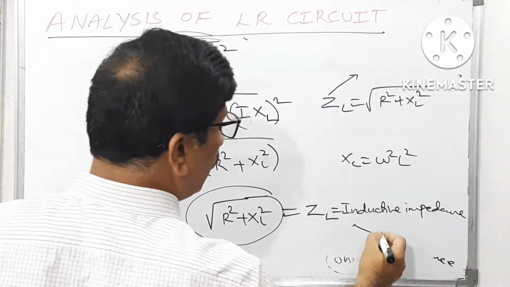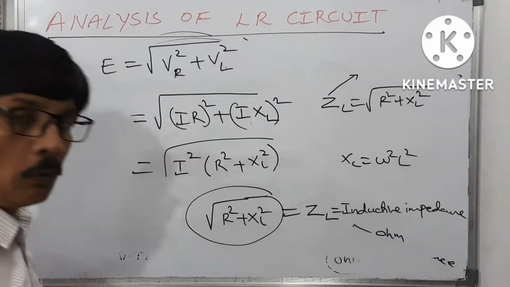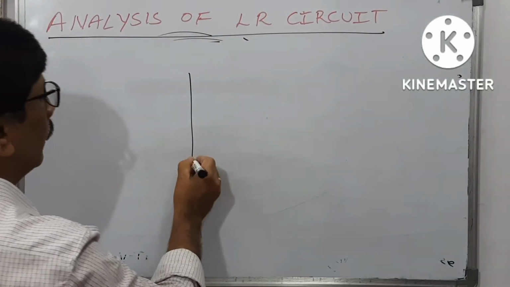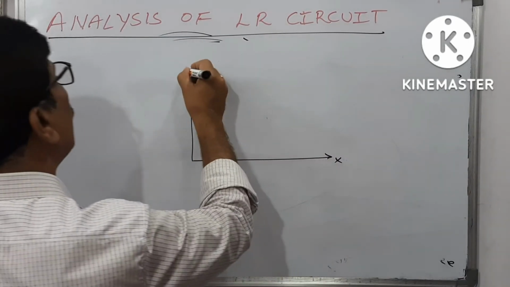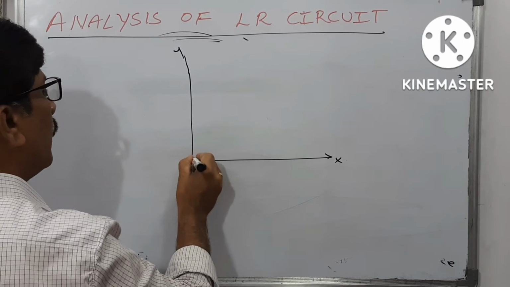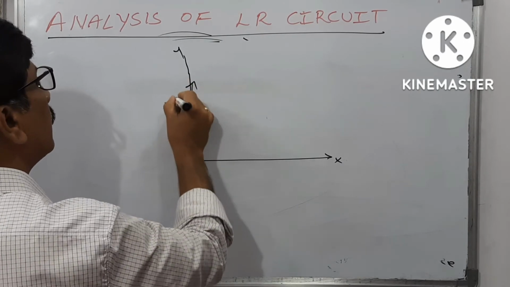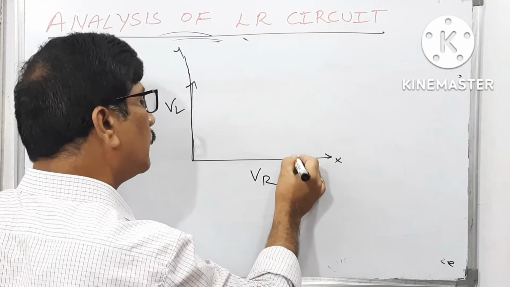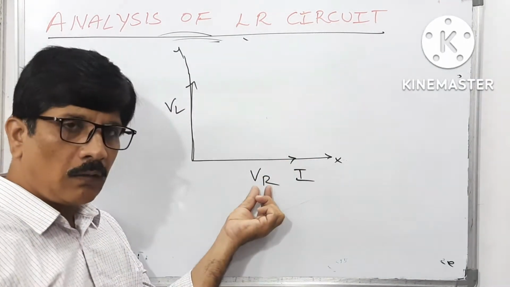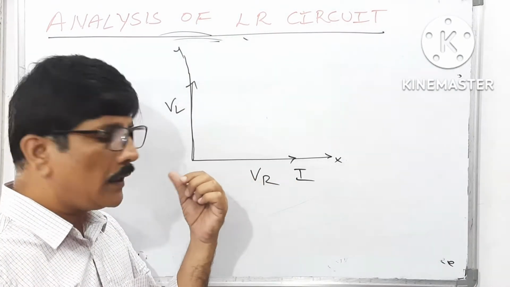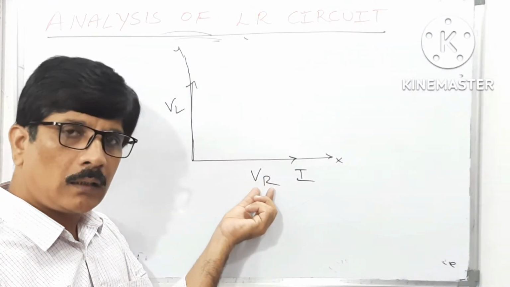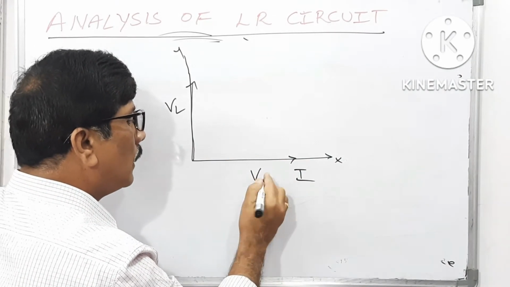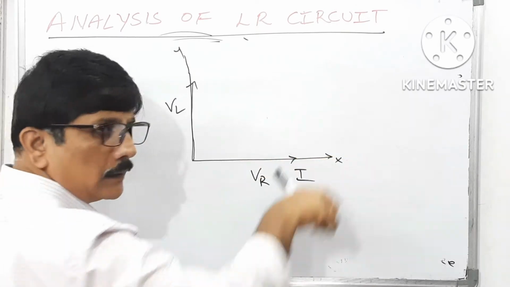So it is also measured in ohms. Now how can you explain it in the phasor diagram? In this LR circuit, consider this is the x-axis and this is the y-axis. The current in the resistor and the voltage across the resistor are both in the same direction. That's why the voltage across the resistor and the current are both taken along the x-axis.